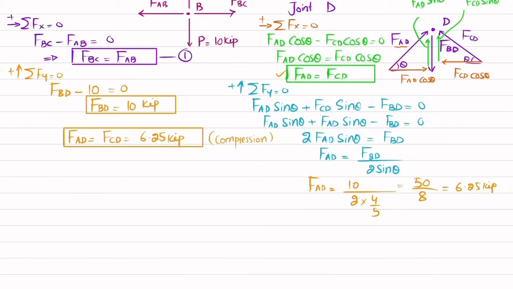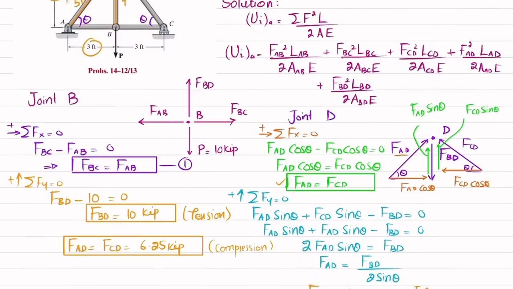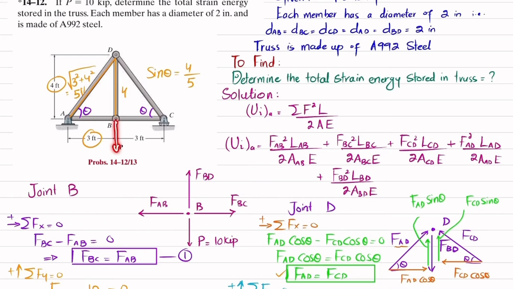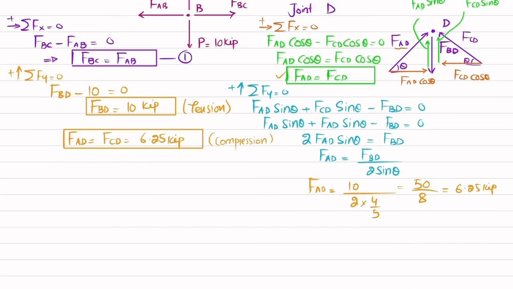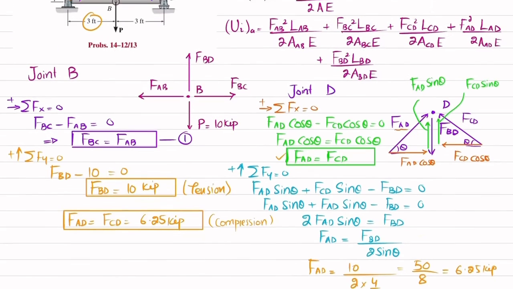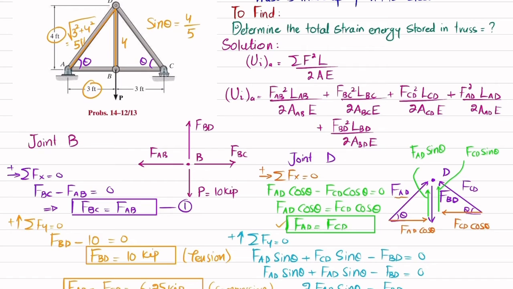And this FBD will be in tension. How? Let me show you. You can see due to this load, this member BD will be in tension. Okay. Now we have this FBC is equal to FB3. Okay. Now we will apply method of joint at joint C.